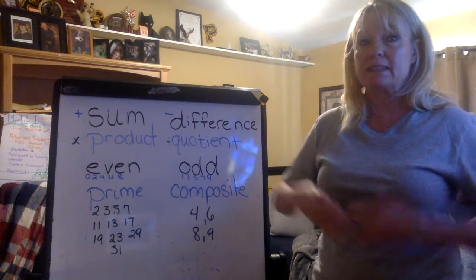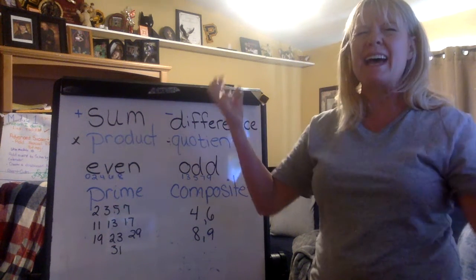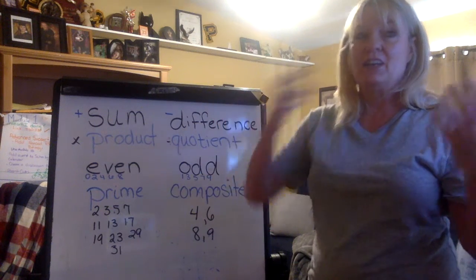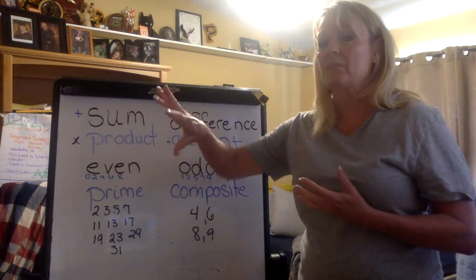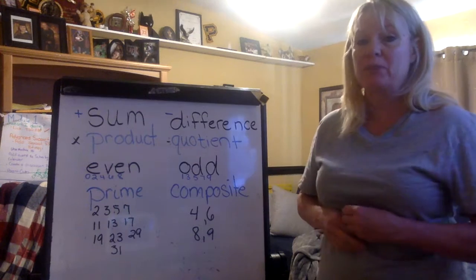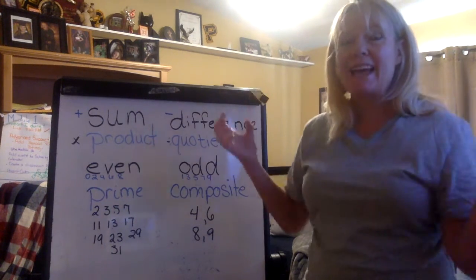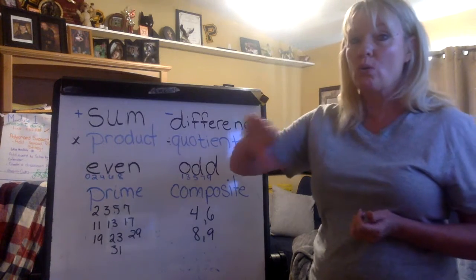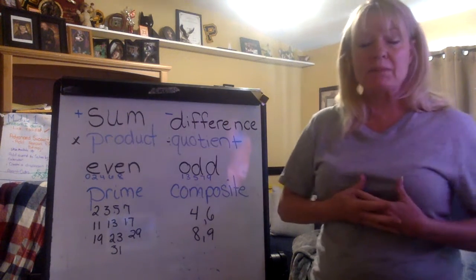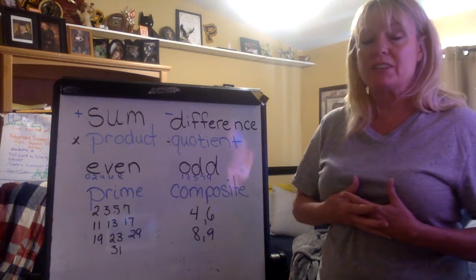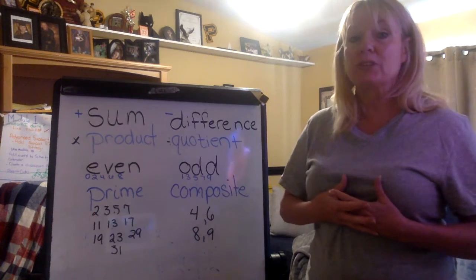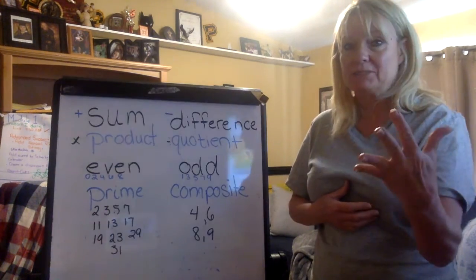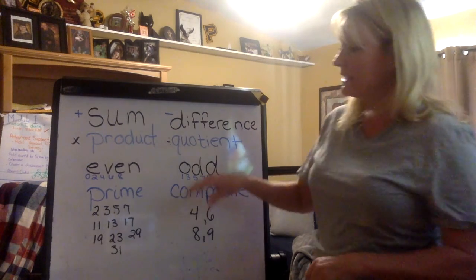I'm going to go like this. If the last digit's even, the whole number's even. Okay, you guys try that with me. If the last digit's even, the whole number's even. And then I'm going to say, give me the even digits. When I say that, you're going to go 0, 2, 4, 6, 8. Okay, let's try that together.